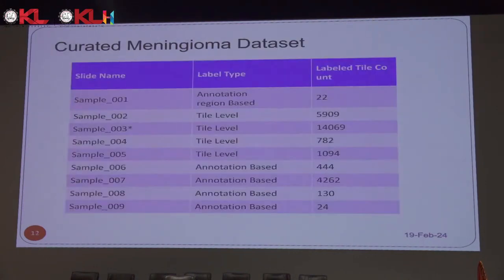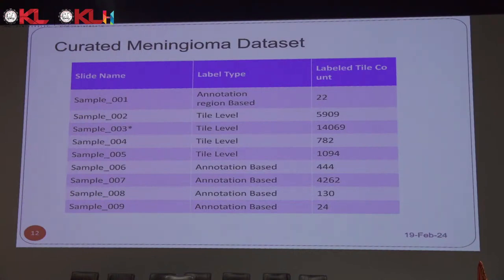In this case, we have a curated meningioma data set. The good part is that this is the only data set available for meningioma at this level, and the bad part is that this is the only data set available. So it means that there is a lot of scope. There's a paucity of data. There is so much scope for us to build data sets here and work on this domain.